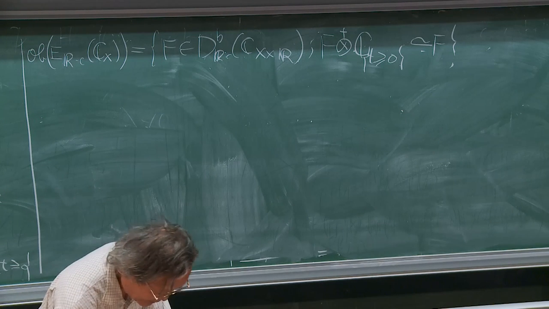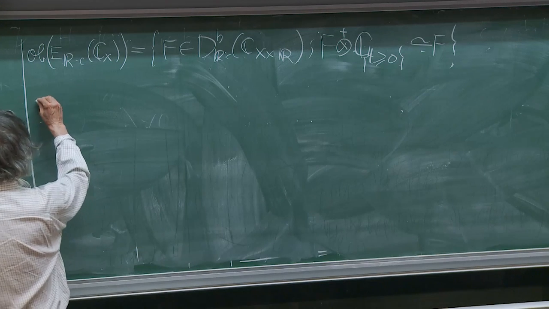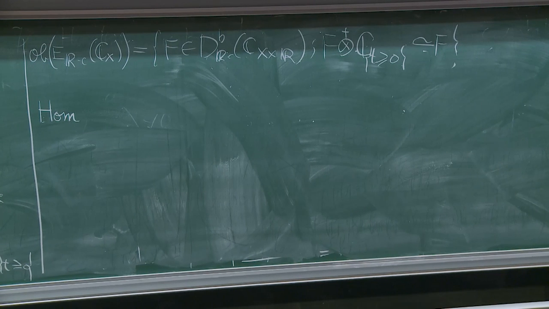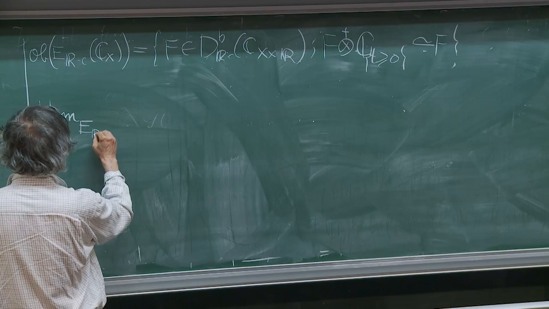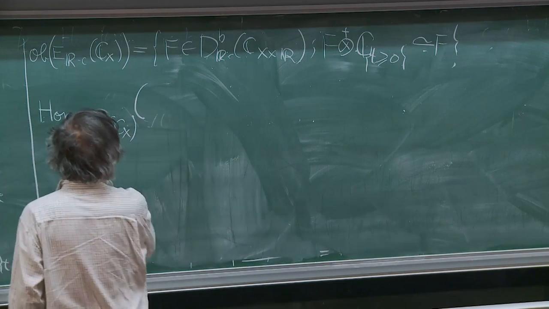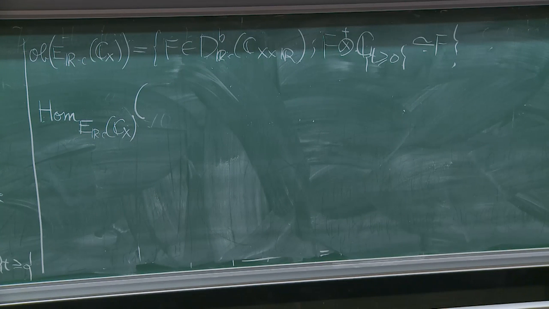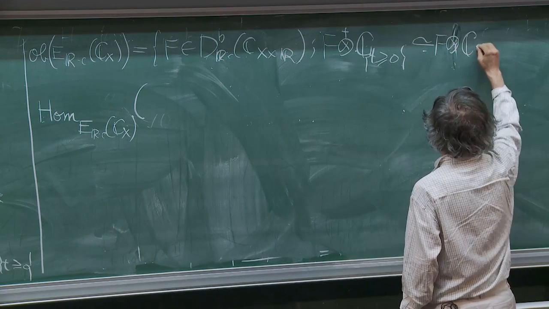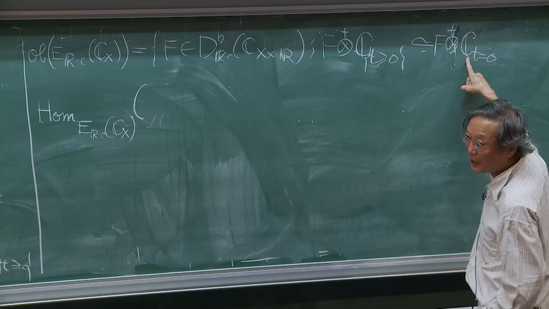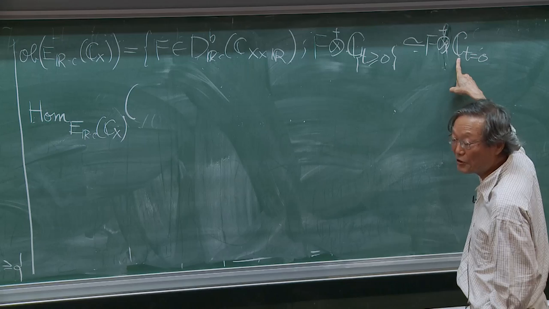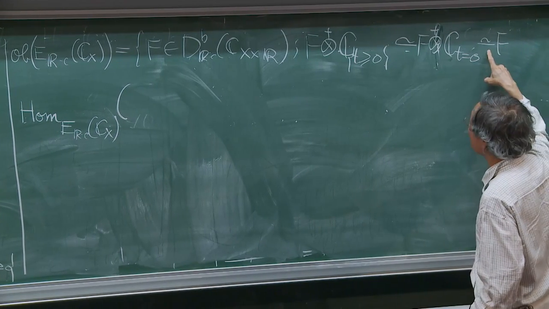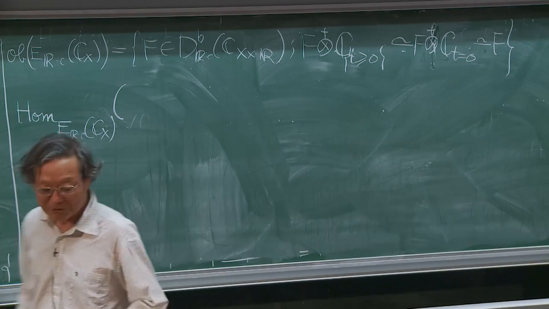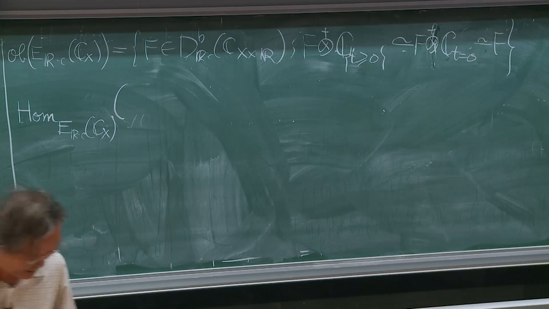That is the object. And Hom is a little bit different. In fact, it appears in the talk of Guillermo. Is the isomorphism part of the data, or do you just pick an object? There is a canonical map from C_{t greater than or equal to 0} to the unit object, C_{t=0}, and the statement is that it is an isomorphism. So that is a property, not a structure.